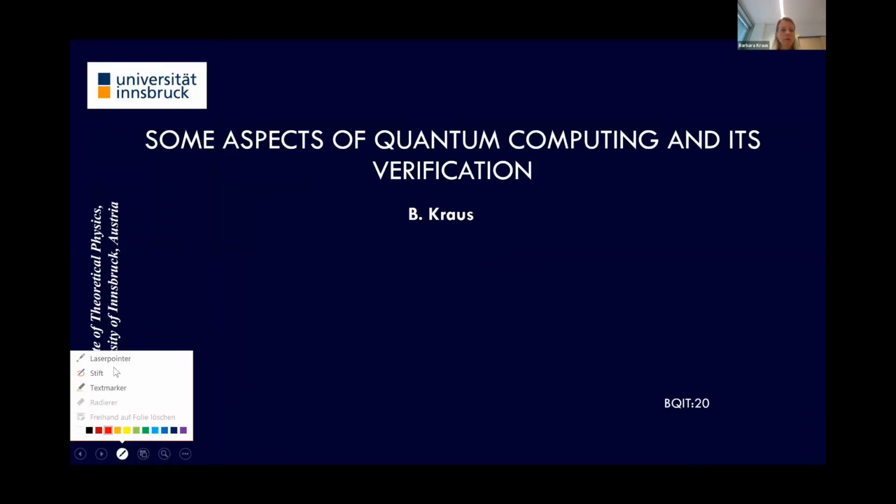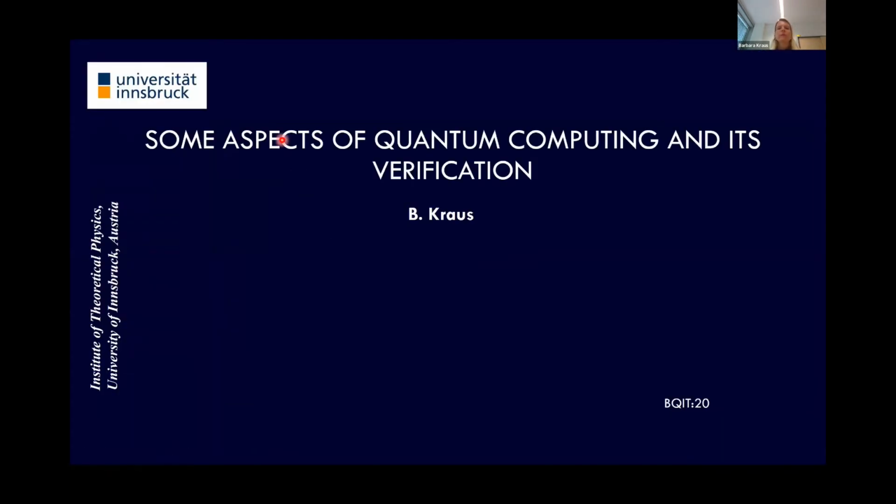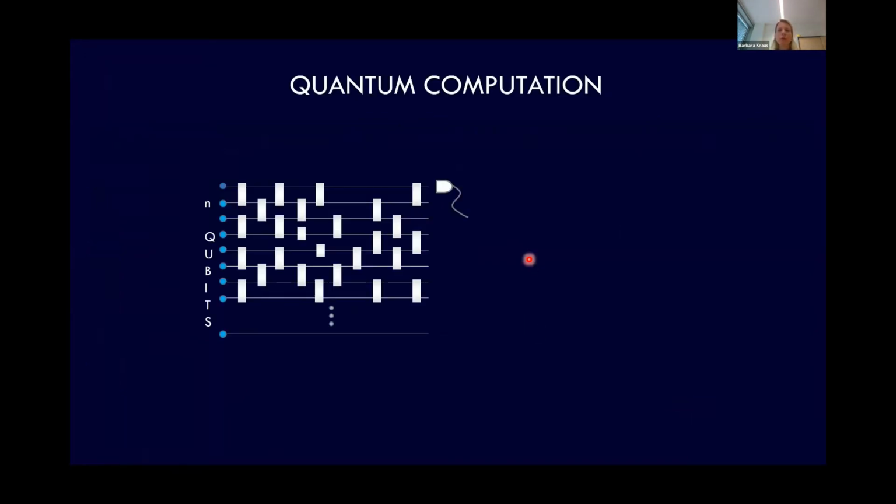What I would like to talk about are some aspects of quantum computing and a little bit about the verification thereof. What I would like to consider in this talk is a so-called circuit model, where we have n qubits that are initially prepared in some computational basis state, for instance, all in 0. And we are applying a set of gates in order to process quantum information. And afterwards, we make some measurement in order to obtain the outcome.